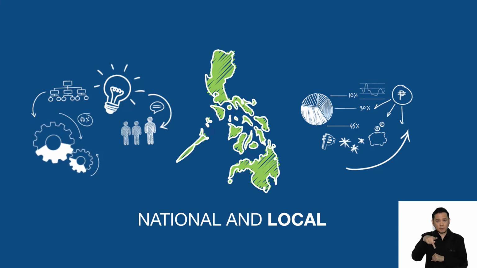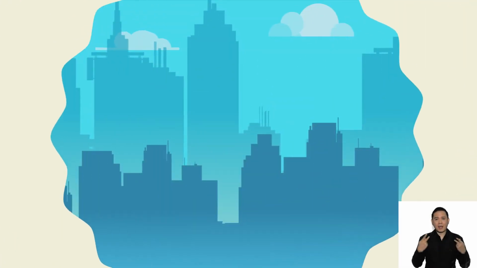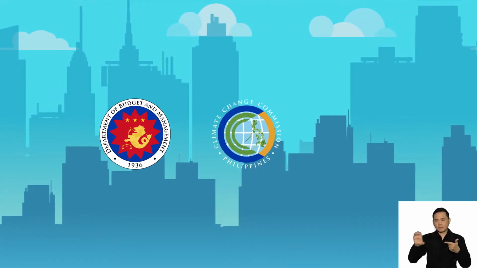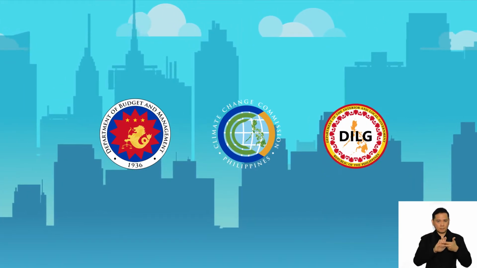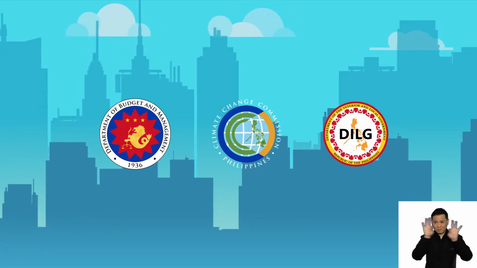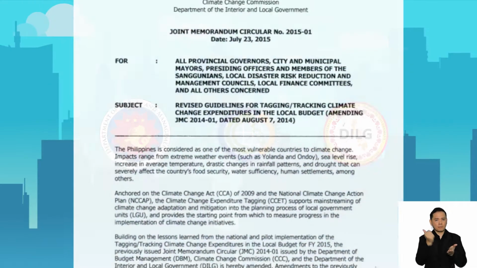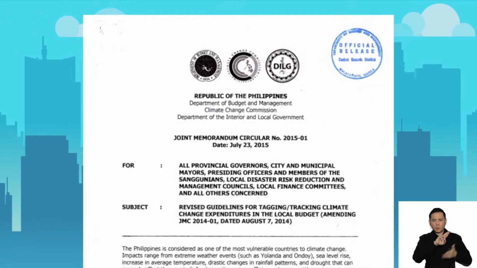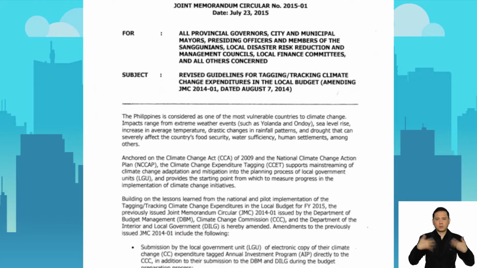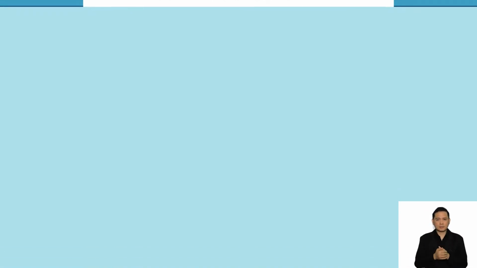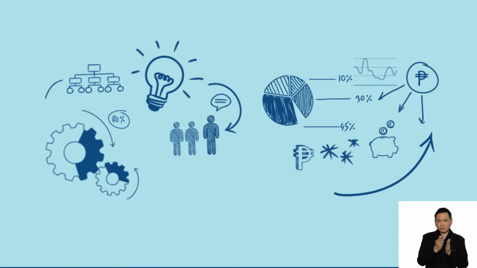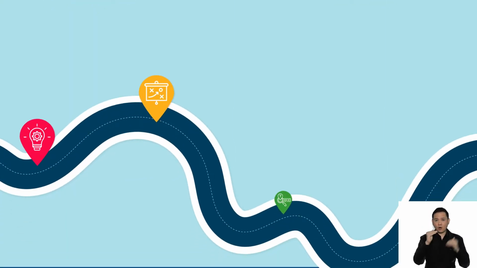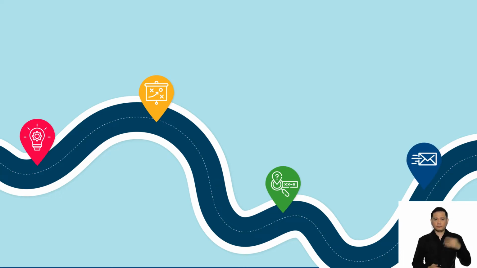To ensure that all climate-related PPAs are tagged, the Department of Budget and Management, the Climate Change Commission, and the Department of the Interior and Local Government institutionalized CCET through the Joint Memorandum Circular Number 2015-01. These three agencies have big roles and responsibilities in the climate mainstreaming process, from planning and budgeting to the tagging process. The CCET is broadly comprised of four main stages.